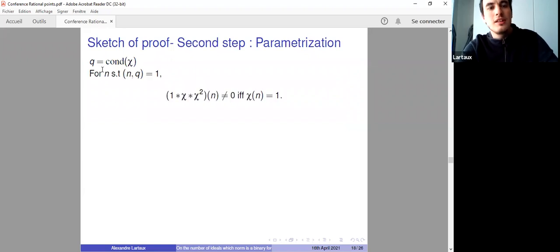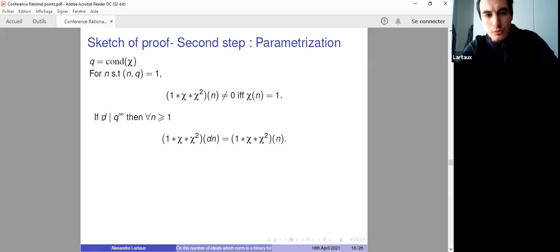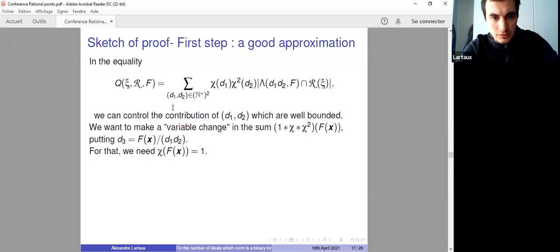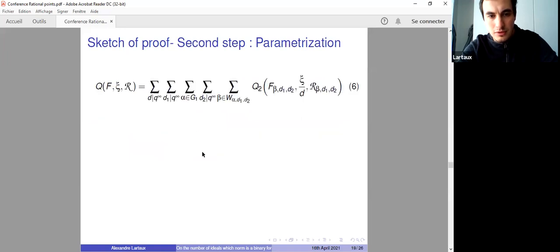To do that, we note that for n prime to Q, R2 of n is not 0 if and only if K of n is equal to 1. And also, if all the prime factors of D are prime factors of Q, then R2 of Dn is equal to R2 of n. With these two conditions, we can parameterize Q with the condition K of f of x equal to 1. And this parameterization is given by this big formula.